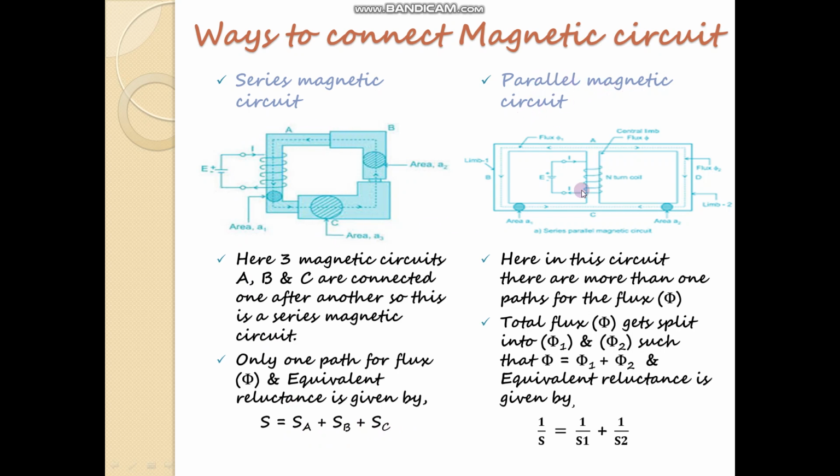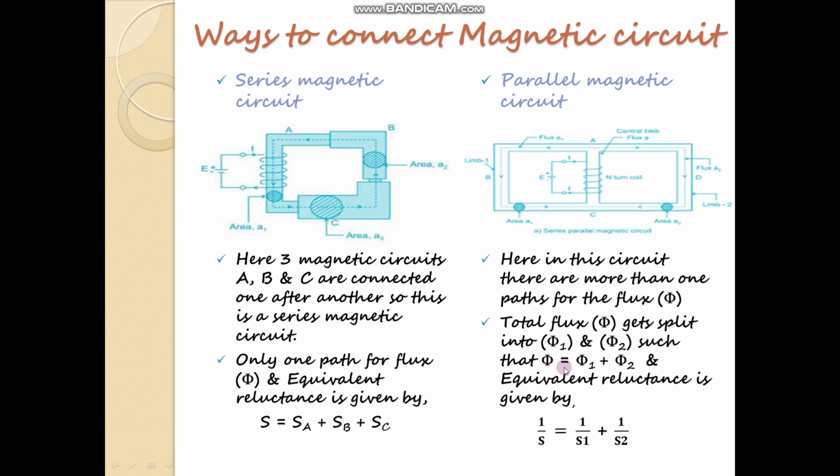Parallel magnetic circuit, this is the sketch for parallel magnetic circuit. Here in this circuit there is more than one path for the flux phi. The total flux phi gets split. This is the central limb of this circuit where total flux is flowing through this limb, and at this point this flux gets divided into two parts. One is flowing from left side and one is from right side. So flux phi 1 and phi 2 are the two parts of this main flux.